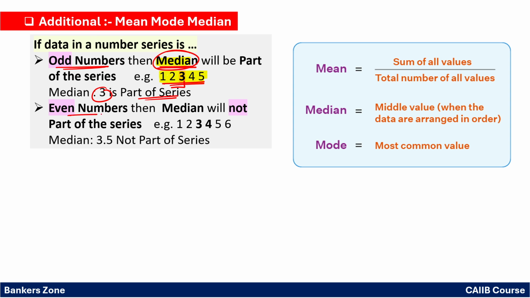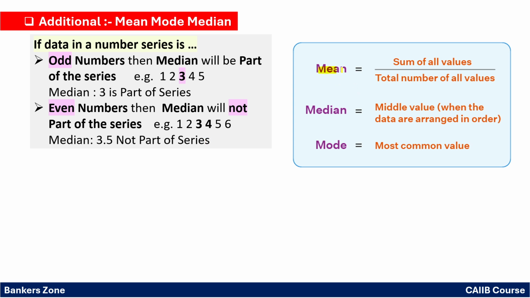Now if there are an even number of points, for example 1, 2, 3, 4, what will be the median? See, the middle values are 3 and 4, so between 3 and 4 you have to find it. So 3.5 will be the median, right? So that median will not be a part of the data points in case of an even number. This is just an observation you can note here.